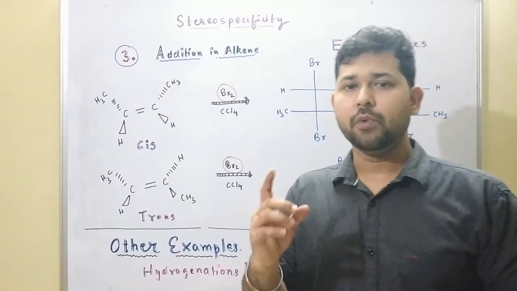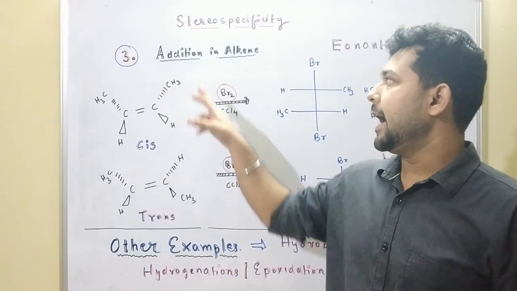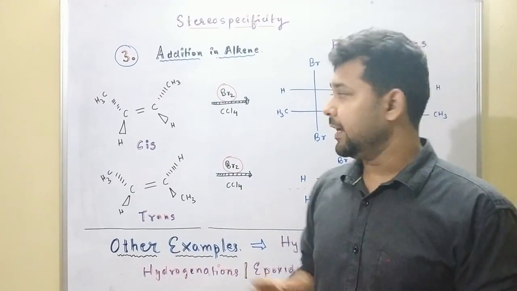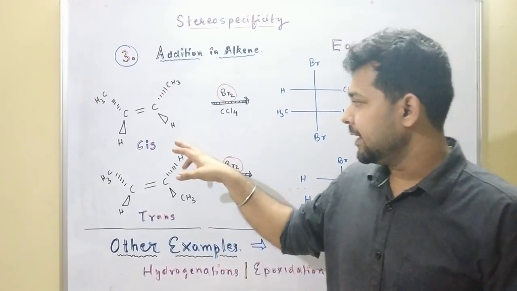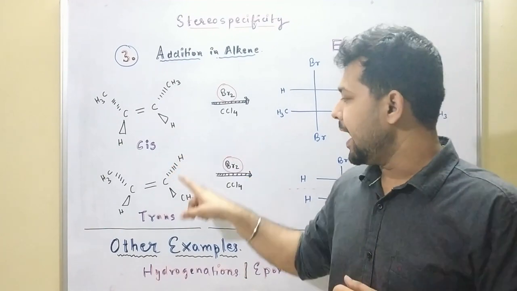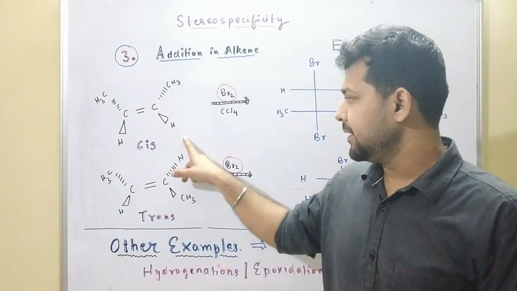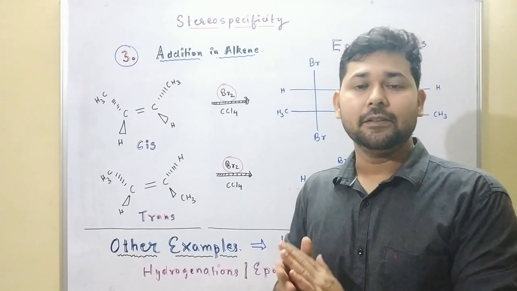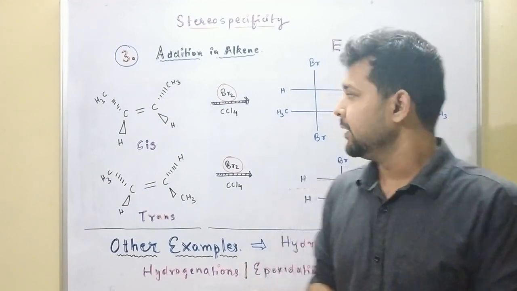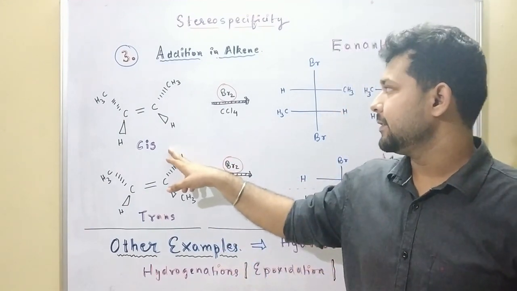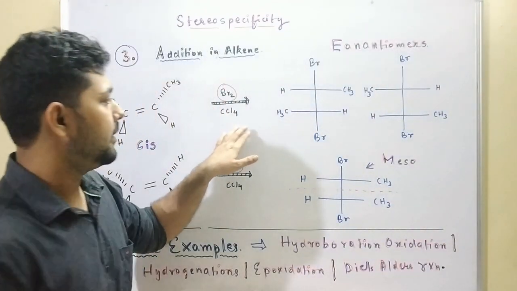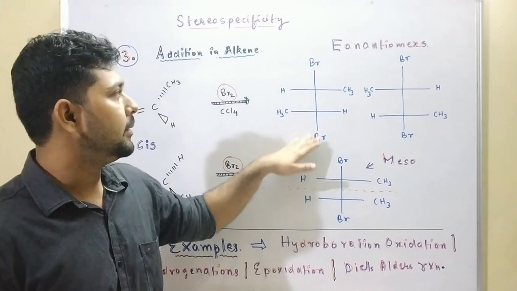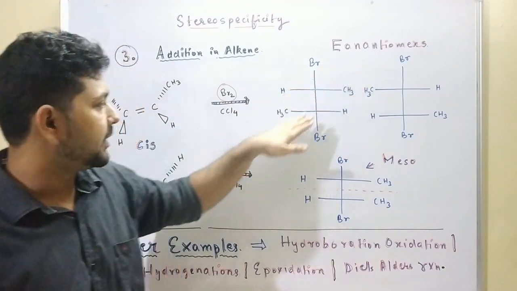Okay, let's talk about one more example. Third, addition in alkene. Here we are going to study the bromination, and this is reactant 1 and this is reactant 2, cis and trans, right? They both are stereoisomers. Let's talk about the first, cis. Br2 addition is going to happen, and here the products, you see, are enantiomers.